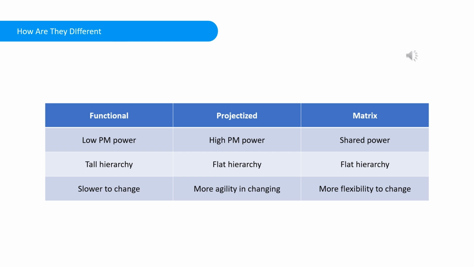The matrix is kind of a mix of the two and can be very agile. However, since there's a double reporting structure, it can slow down change a bit in that matrix organizational structure.